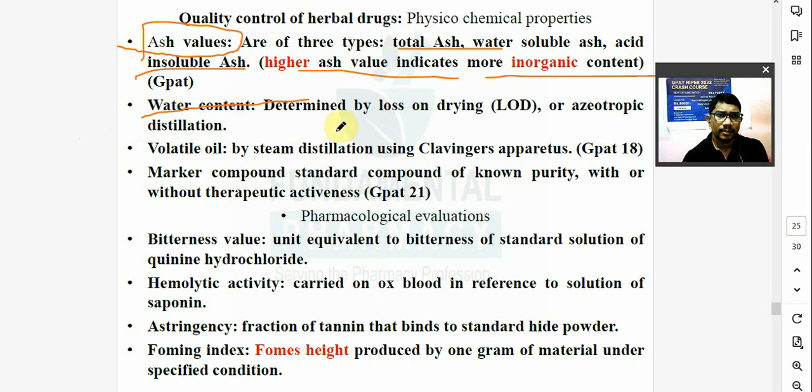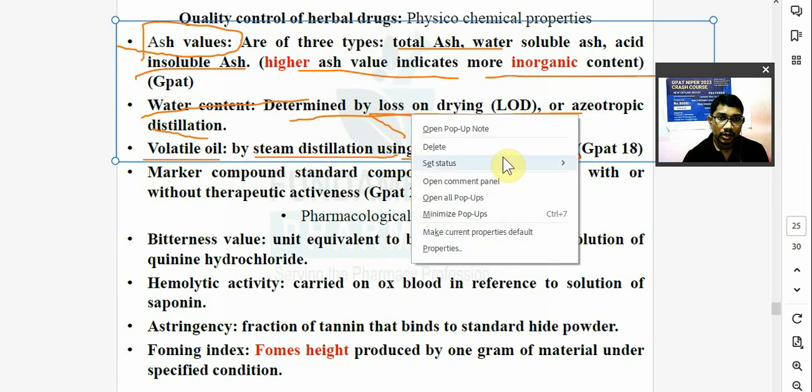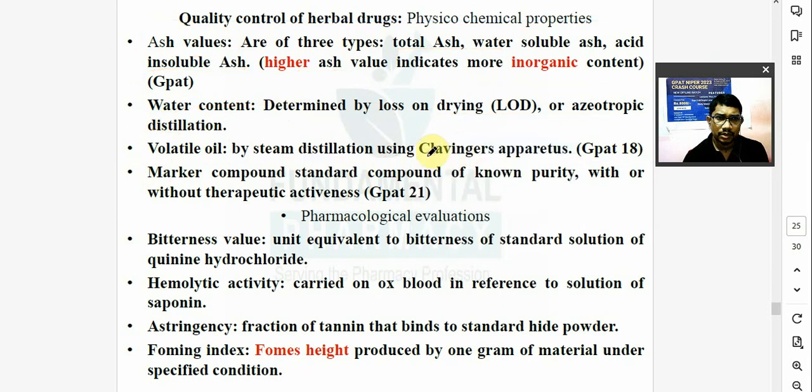Then marker compound. A question came on this once in GPAT 2021. What is a marker compound? It is used to study the metabolic processes in the plant, for example whether glycosides are being formed in the plant or not. A marker compound is a compound of known purity, with or without therapeutic activity. The question has come in GPAT 2021.